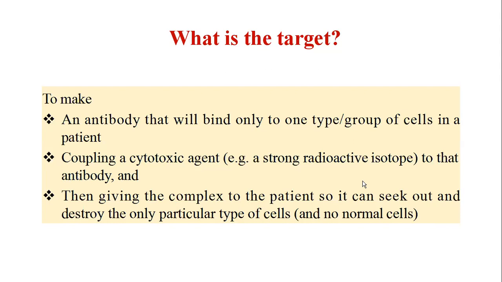not the normal cells. So the specificity should be such that the antibody will only bind to one type or one group of cells, that may be the diseased cells, the infected cells or the cancer cells, not the normal cells. And the antibody should be coupled with a signature molecule, that may be a strong radioactive isotope or a fluorophore. It will show that the antibody has bound with a particular type of cells, not with the normal cells, not with all sorts of cells. So giving this complex to the patient, it can seek out and destroy only a particular type of cell.